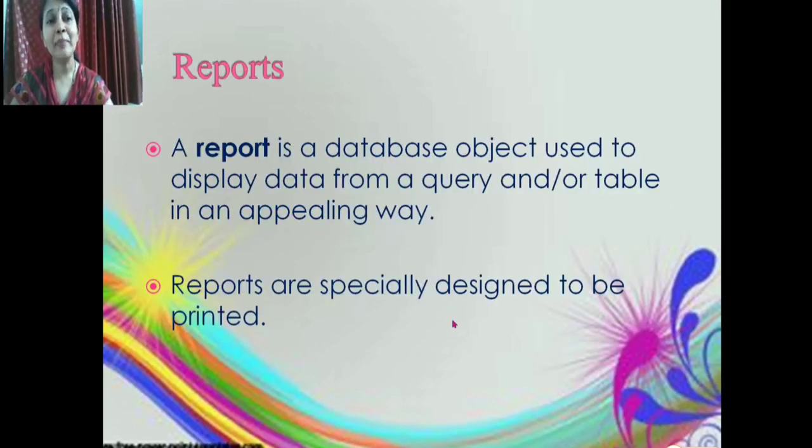So what do you mean by report? This is the main important object in Access. What do you mean by report? A report is a database object used to display data from a query and or table in an appealing way. That is, a report is an effective way to organize and summarize the data to view and print. Reports are specially designed to be printed.